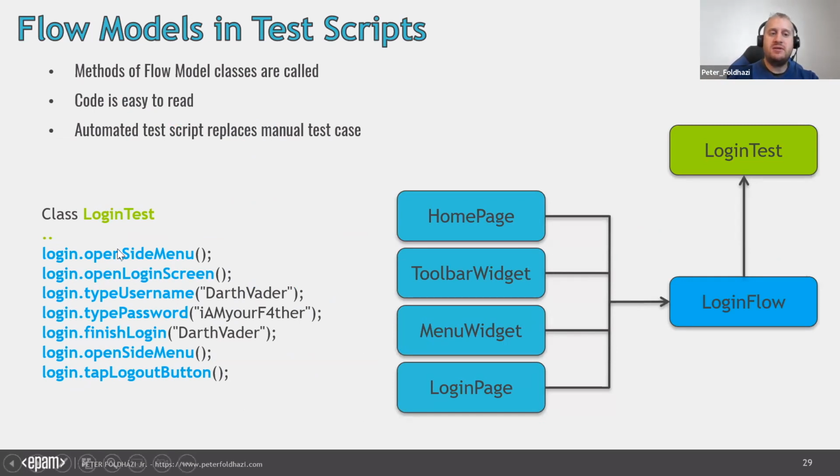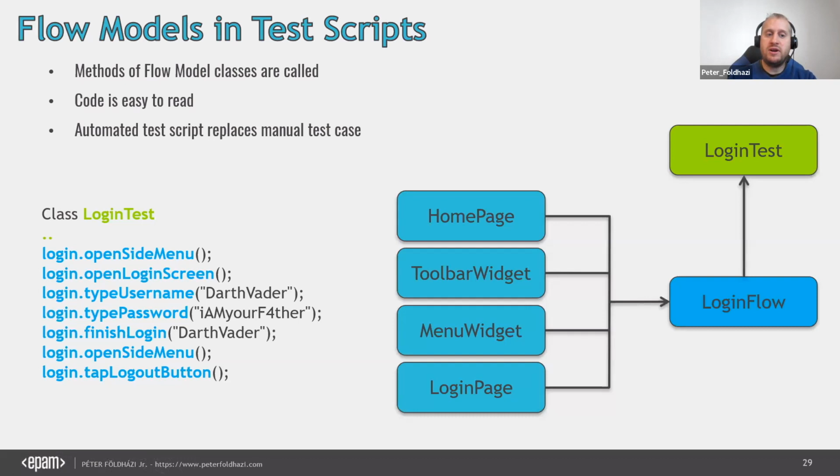And what happens here? Now your login test case has these login flow elements. Open the sign menu, then open the login screen, type your username and password, then you finish your login. So basically you click on the login button, wait for the home screen to open up, validate whether the actual login happened, and then you open the sign menu and you log out. That's it. And you can already see here that it's a much shorter script, even compared to the one that is leveraging the page models.